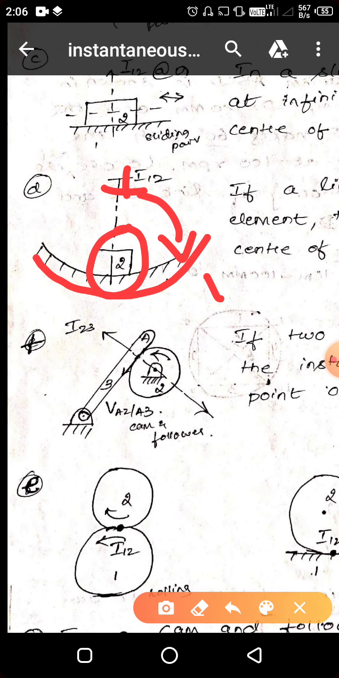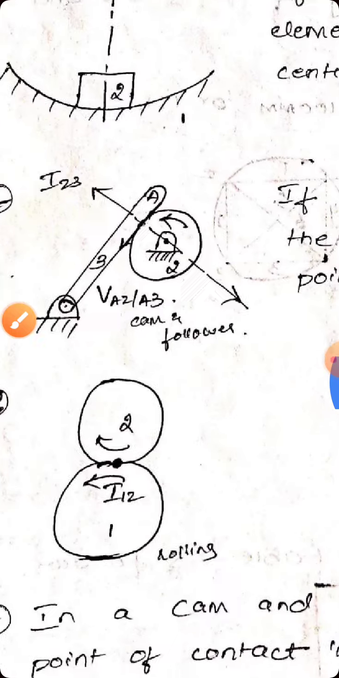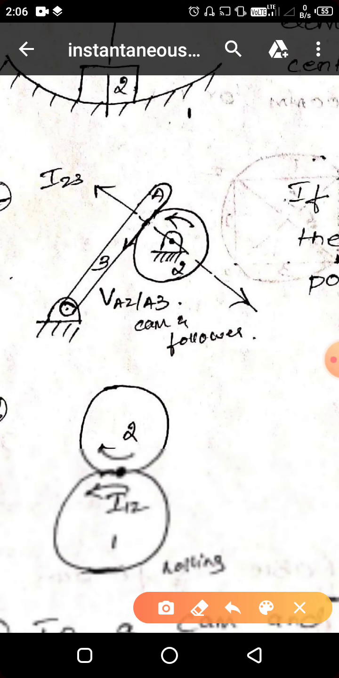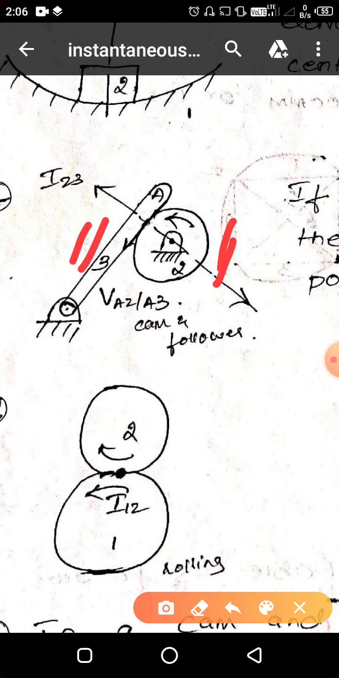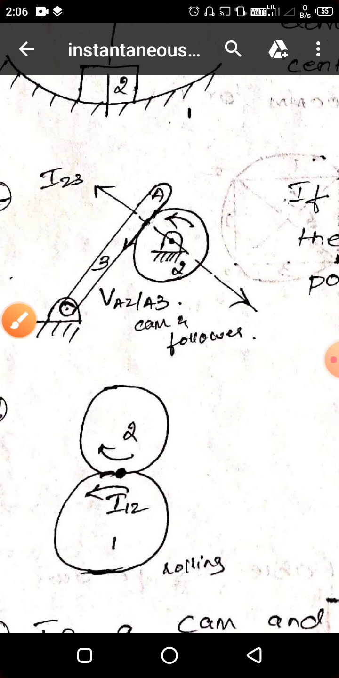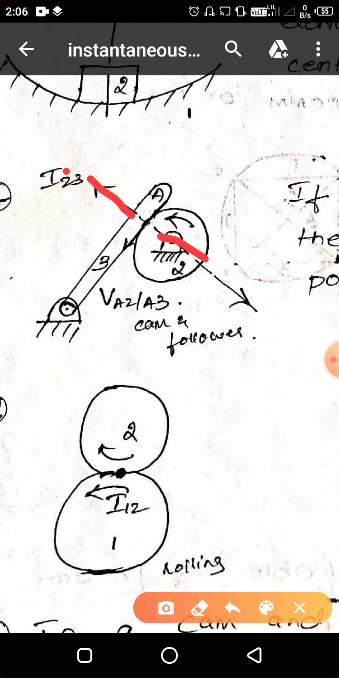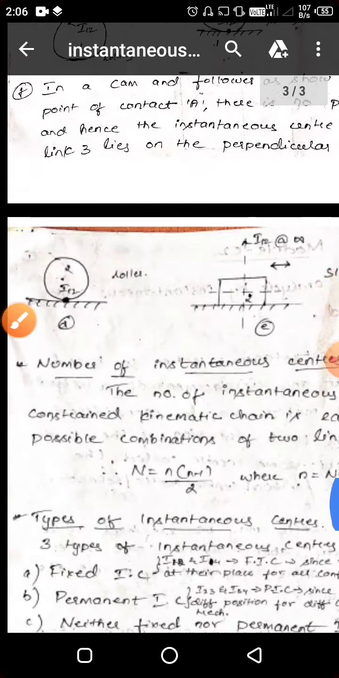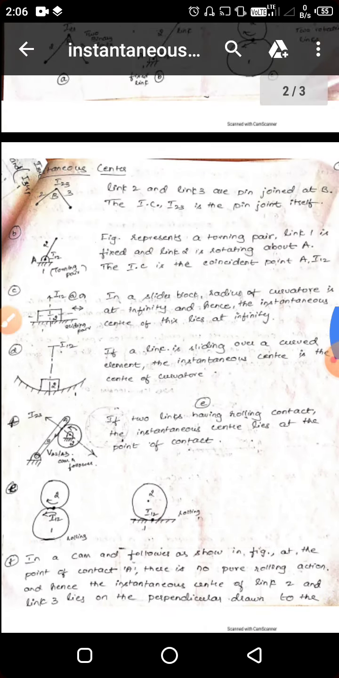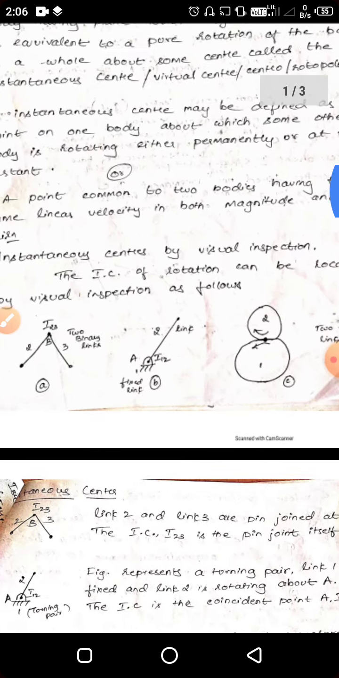Next, moving on to cam and follower elements. This is the cam and this is the follower. The cam is represented by element number 2 and the follower by element number 3. Between 2 and 3, the instantaneous center is located on the line perpendicular to the point of contact of the cam and follower. That is represented by I23. This is how the different instantaneous centers are taken. If these types of elements are given, we will keep these main points in mind and solve the problems.